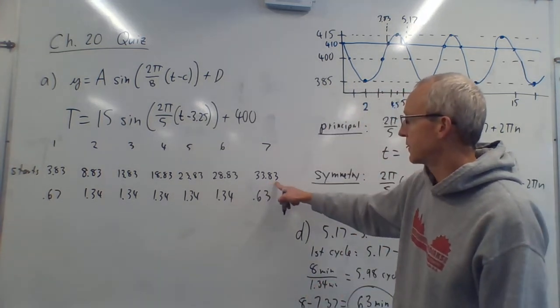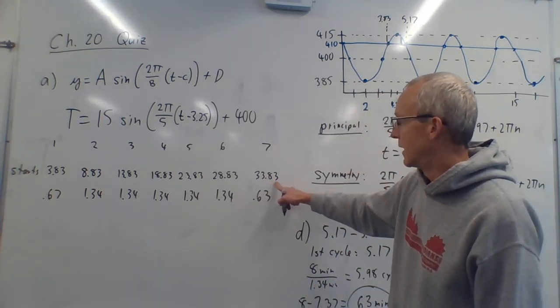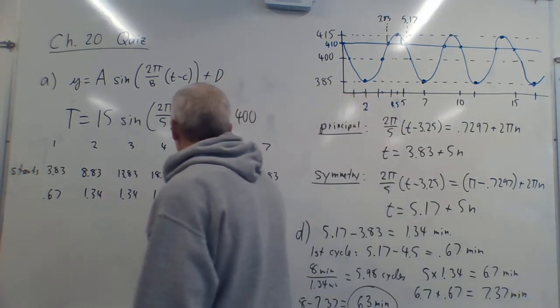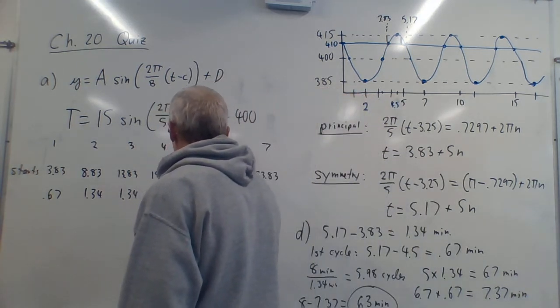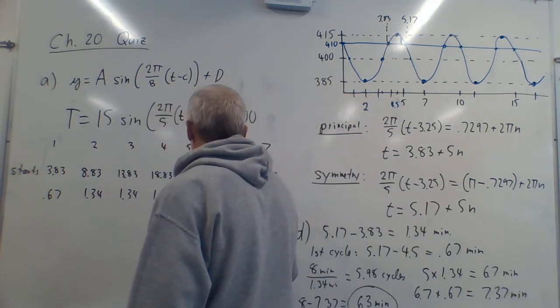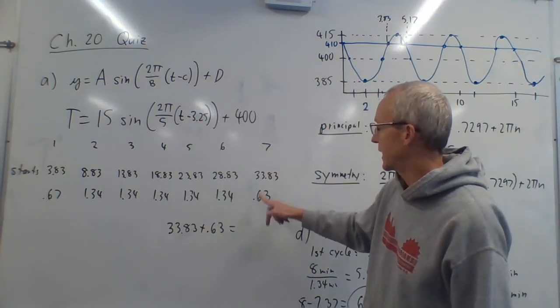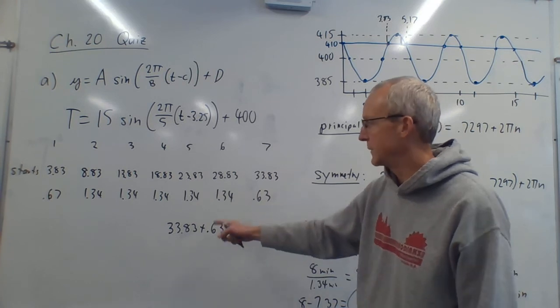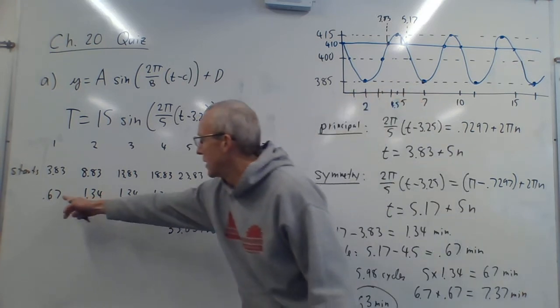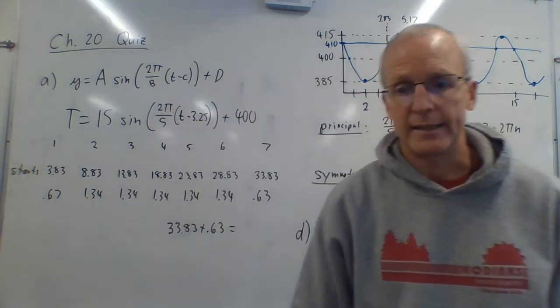It started at 33.83 minutes. So we go 33.83 plus 0.63 minutes, and that will be when we can take them out of the oven. This cycle starts, we have to wait 0.63 more minutes, and then they'll be done. Then we add all these up, all those numbers add up to 8.